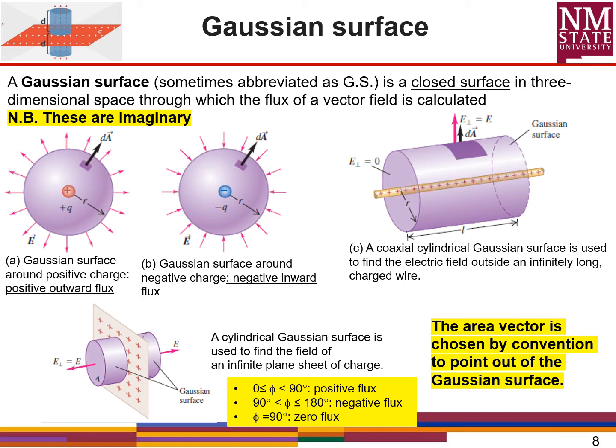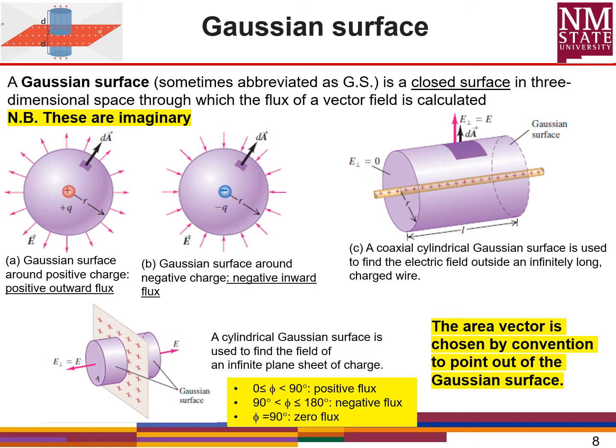If you have a positive point charge, then the Gaussian surface around it, as you can see, is spherical. And if you have a negative point charge, it's the same thing. Again, we have a spherical Gaussian surface. Here it says we have a positive outward flux. So now we can understand the meaning of outward flux. It's outward because it's going away from this Gaussian surface. And why does it say positive? I will explain this one later.